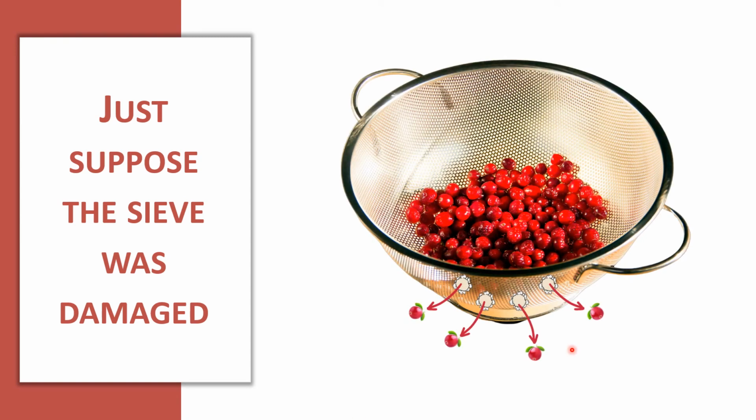What would happen if the sieve became damaged? Imagine that sieve there had little holes in it. Obviously what we'd see are the berries leaking out. We'd start to see these berries maybe on our worktop here, eh? And we'd be thinking, hang on a minute, what's going on? That shouldn't happen. They shouldn't be leaking out of there. So hold that image.